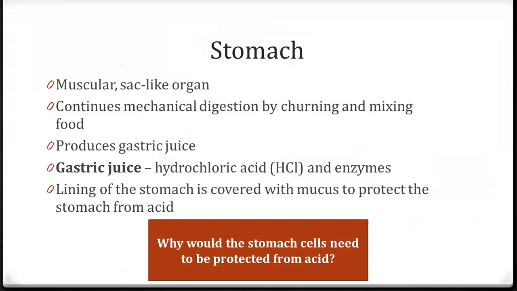Your stomach is a muscular sac-like organ. It continues mechanical digestion by churning and mixing the food, and it produces gastric juices. Gastric juices are hydrochloric acid and enzymes, so the pH of your stomach is very low. The lining of the stomach is covered with mucus to protect the stomach from acid.